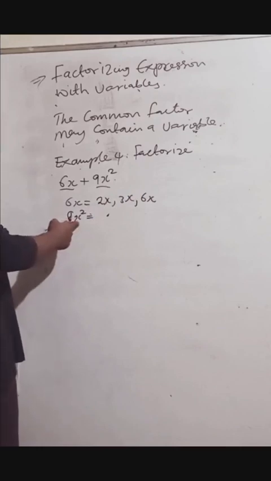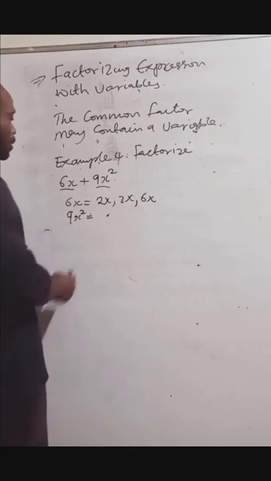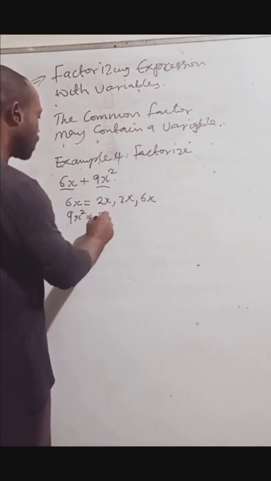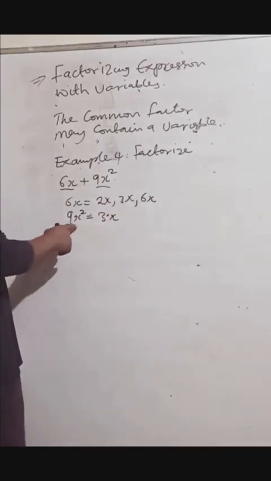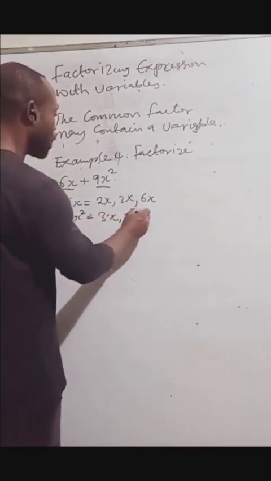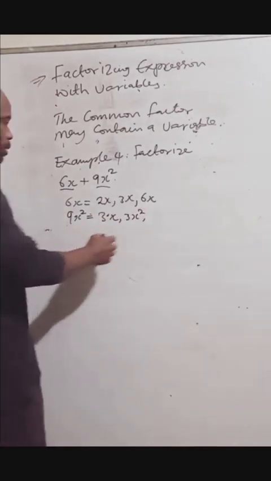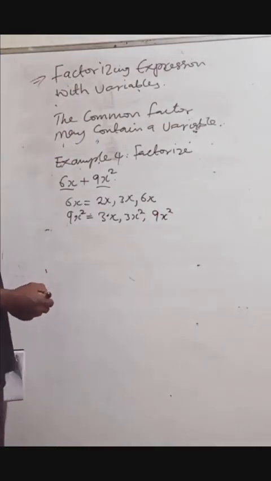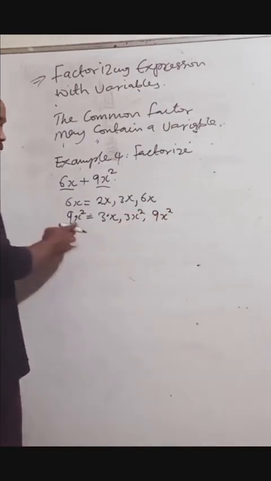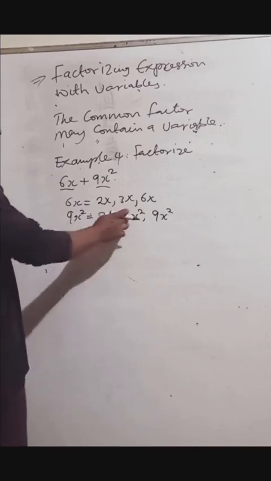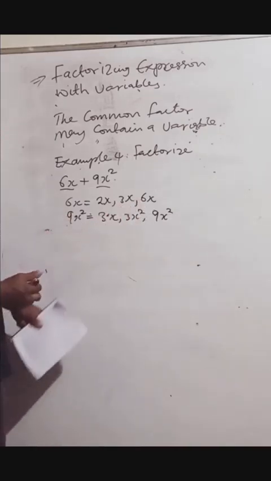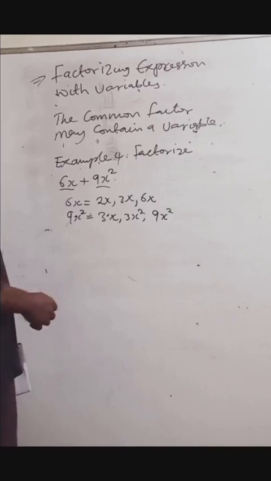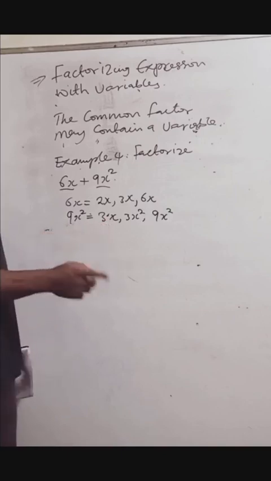The factors of 9x squared are 3x. 3x is a factor of 9x squared. 3x squared is a factor of 9x squared. Then 9x squared is also a factor of 9x squared. 9x squared can divide 9x squared without remainder. 3x squared can also divide 9x squared. 3x squared can divide 9x squared, the result is 3. 3x can divide 9x squared, the result is 3x.